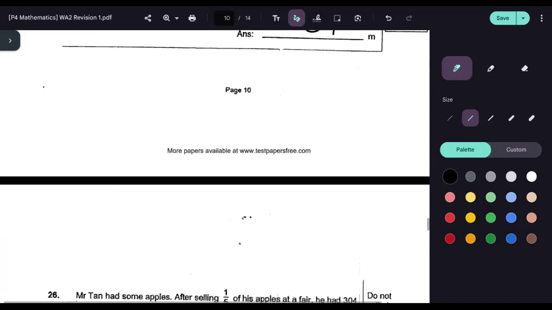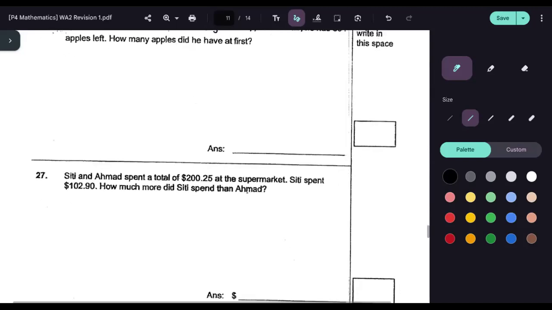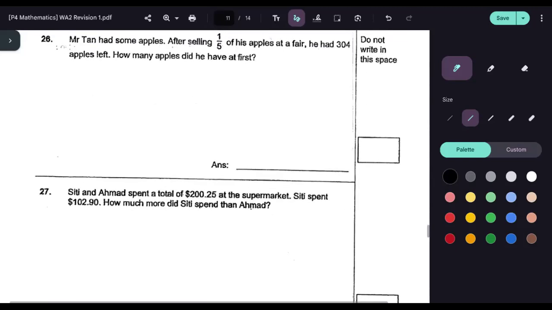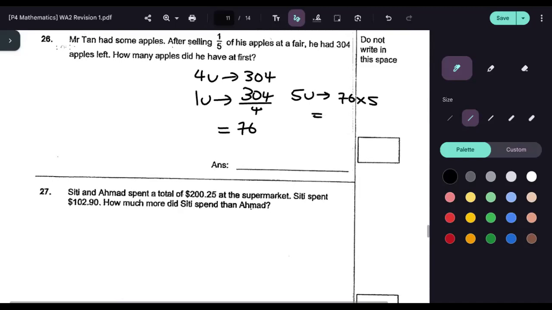Okay, let's go on to the last problem of the day. Mr. Tan had some apples. After selling 1/5 of his apples at the fair, he had 304 apples left. Okay, so 4 units is 304. 1 unit is 304 divided by 4, which will be 76. And he wants the amount at first, so it will be 76 times 5, which is 380.